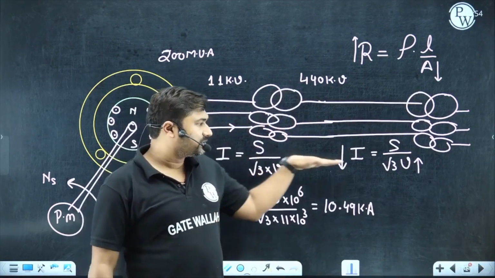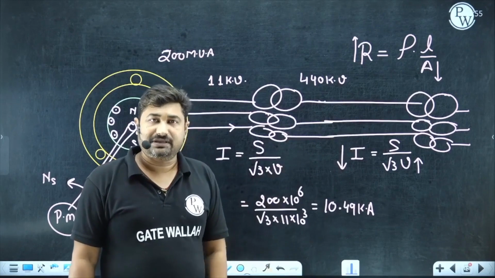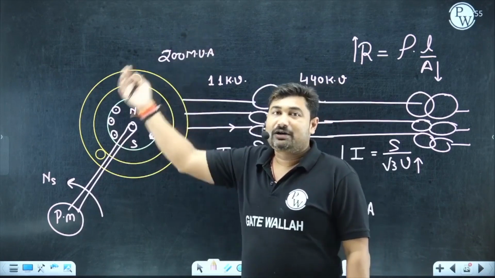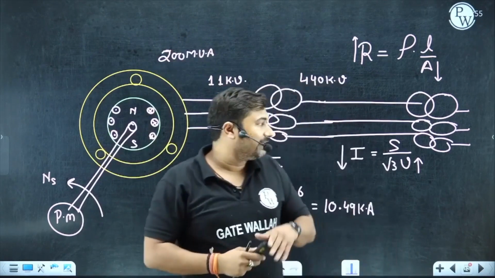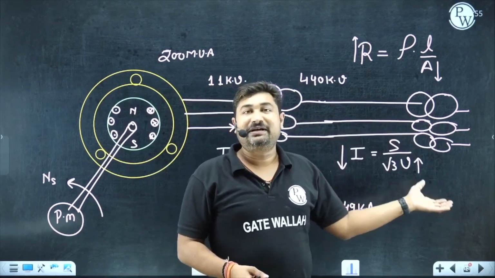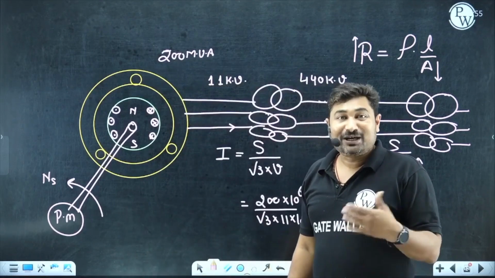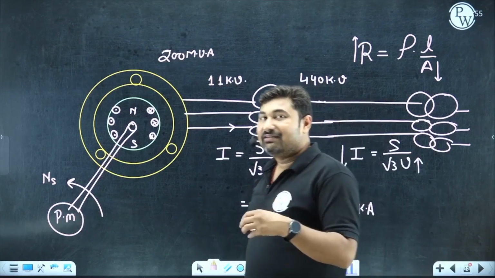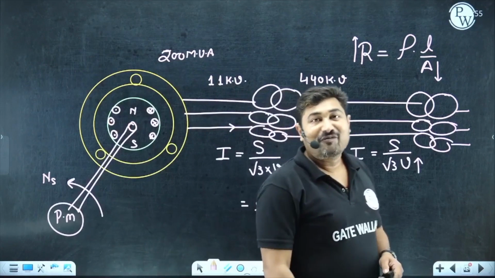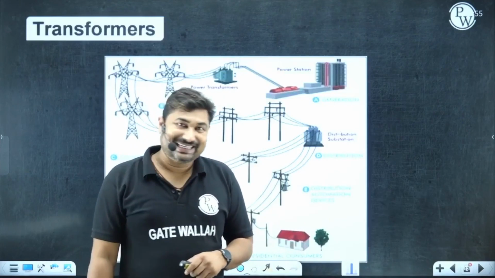Also, we need to reduce the current level, because if I reduce the current level, I square R loss is also reduced. I don't want to generate 12 megawatts or 200 megawatts, and just after it reaches the load, if the current level is very high, the entire power may be dissipated in the form of heat, I square R loss. So we don't want that. We have to reduce the current level during transmission. That is only possible with the help of a transformer. So now you know why transformers are so important for us. Is it okay? Yes, sir.